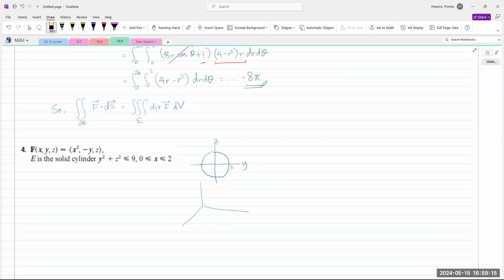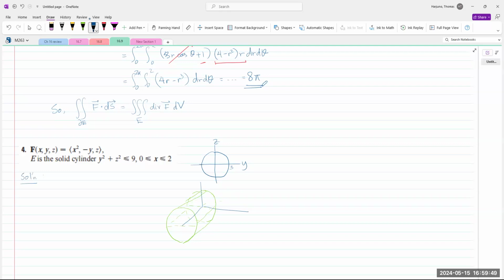Yeah, it's supposed to look like this. It's parallel to the x-axis. My bad. It's parallel to the x-axis, so it's supposed to look like this. Okay, that's what it looks like. Let me do the triple integral first. I think that's easier.